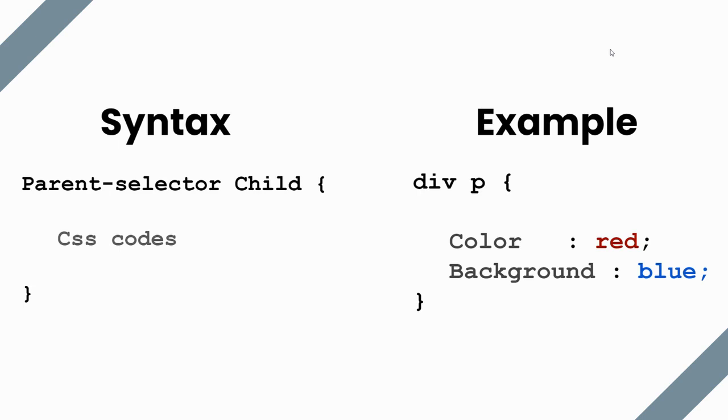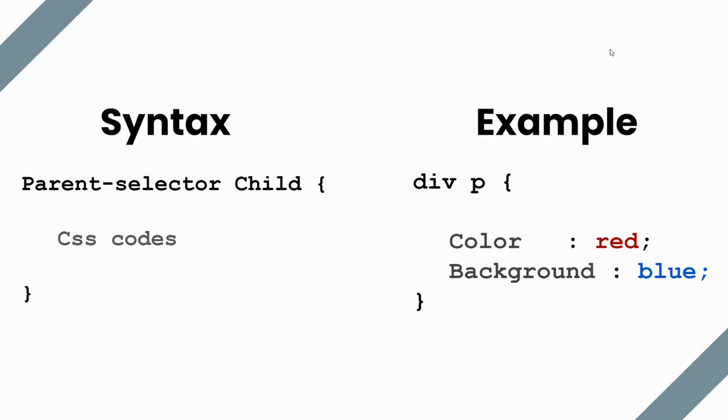Here on this screen we have the syntax and the example of the descendant selector. As you can see in the syntax part, it begins with the parent selector, which is the selector that contains the descendant selector, or what you would call the child selector or element. So the parent selector comes first, after which you have a space, and then it's followed by the child selector, and in between the curly braces you can have your CSS styling code.